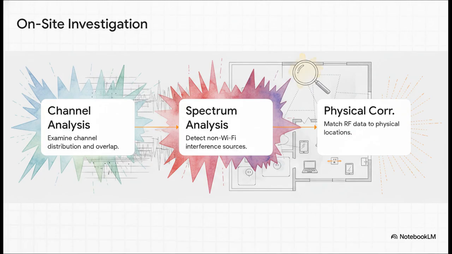First up, you'll do a channel analysis to see how the existing Wi-Fi networks are all behaving with each other. Next, you perform a spectrum analysis. That's where you hunt for those non-Wi-Fi culprits. And finally, and this is key, you do the physical correlation, tying all that data back to the real world, the physical space.